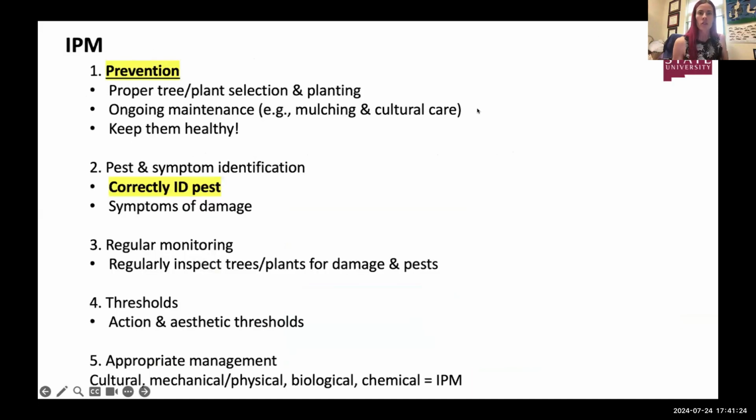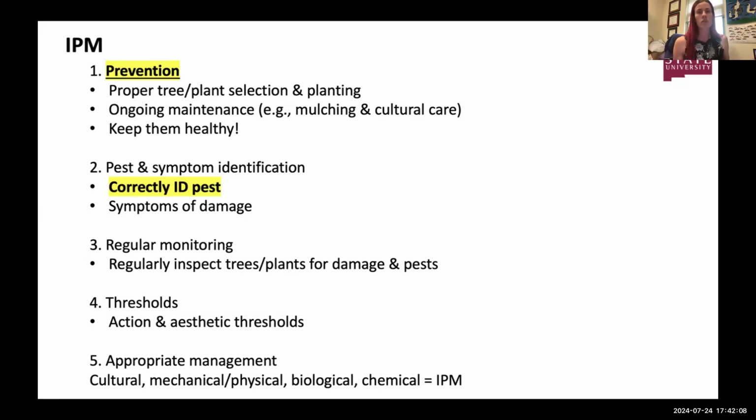So IPM, the whole base of it, and I'll show you this pyramid that I like to use when I talk about IPM, is prevention. What I mean by that is keeping your plants healthy and happy, ongoing maintenance. So mulching, keeping your trees healthy, also maybe painting them to reduce sun scald. Because a lot of these insects target stressed plants. For example, aphids will target stressed plants because it's easier for them to take advantage of a tree when it's under stress.